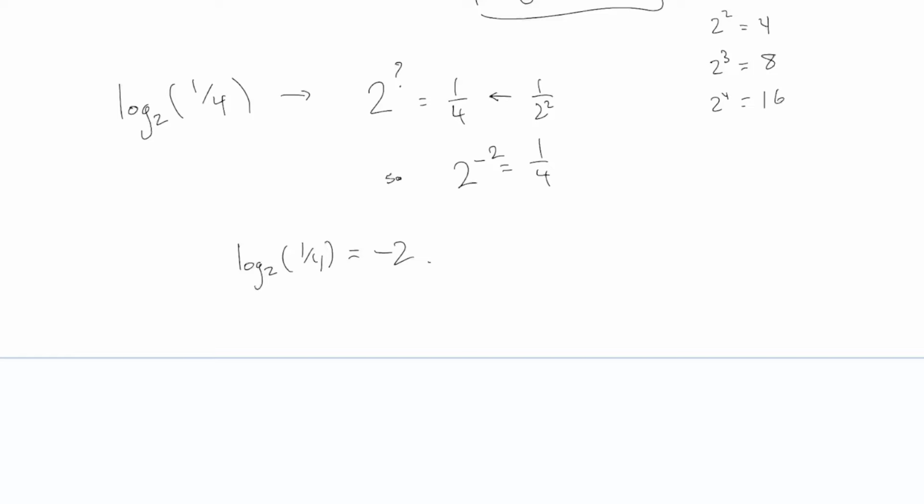This will happen if, generally speaking, log base whatever of a fraction will be negative. So if you ever see a fraction here that you're trying to take the log of, you should expect to use a negative exponent, which makes the answer negative.